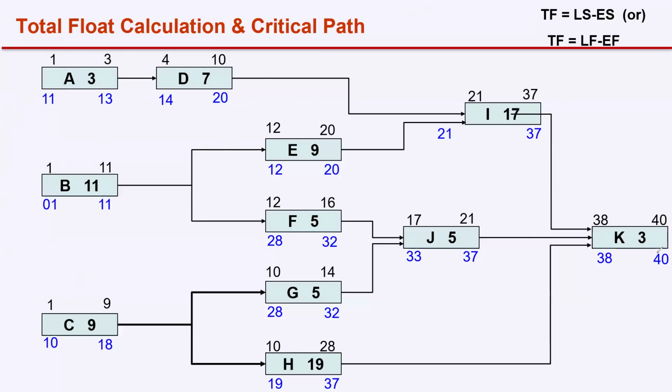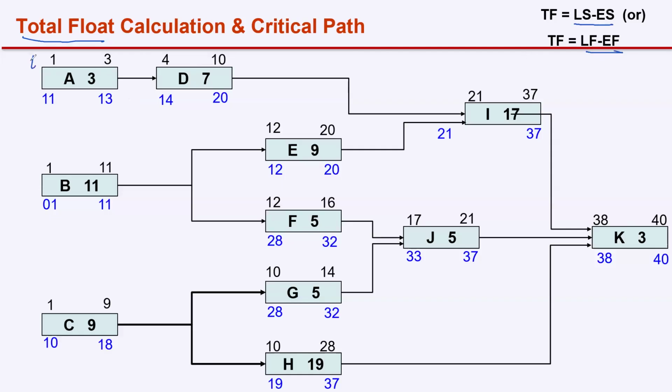We need to understand or calculate what is the flexibility in the activity. For that, we are going to calculate the total float of the activities. Total float is how long you can delay an activity without delaying the completion date of the project. So for that, we have two formulas: late start minus early start, or late finish minus early finish.